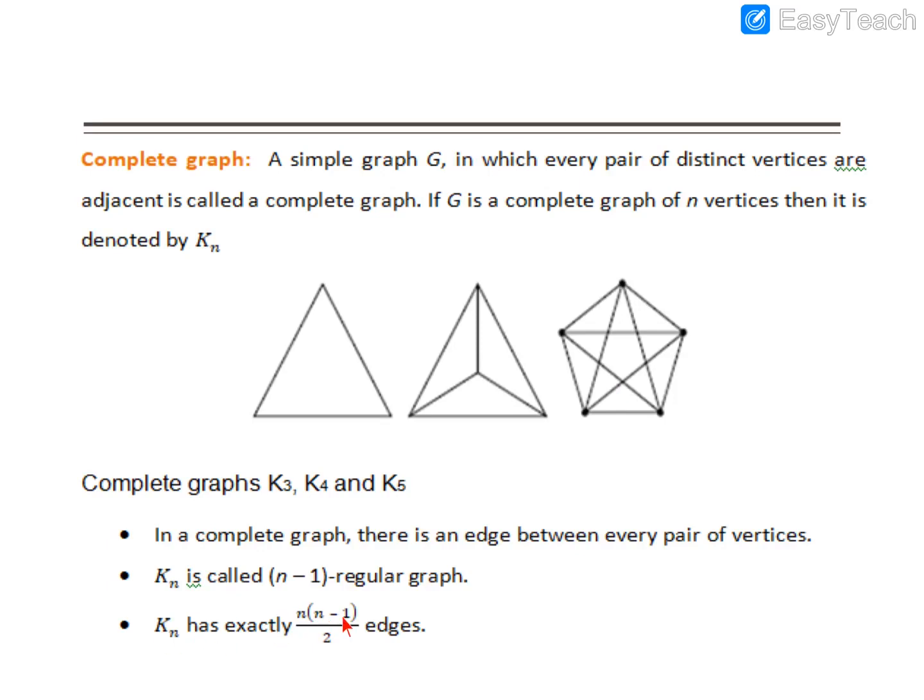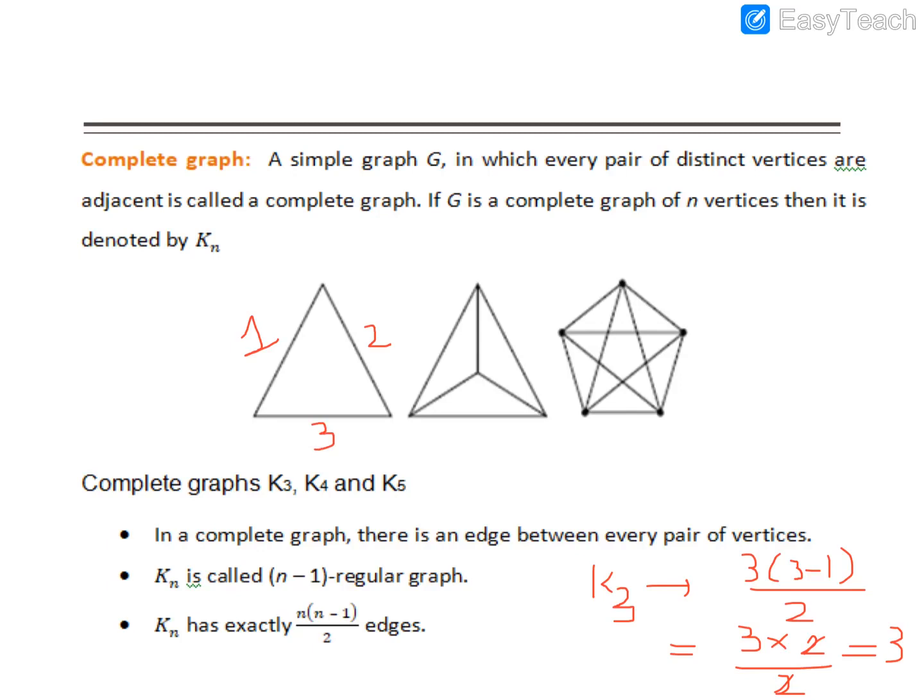Kn has exactly n into n-1 by 2 edges. Here each Kn has exactly n into n-1 by 2 edges. Therefore, it means that K3 has 3 into 3 minus 1 by 2, which is equal to 3 into 2 by 2, which is equal to 3 edges. So here K3 has 3 edges: 1, 2 and 3. So it is proved.